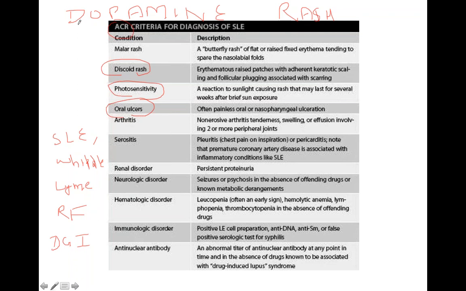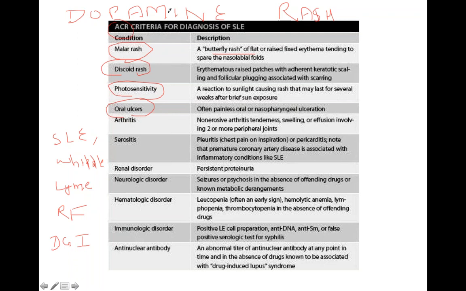So coming back to DOPAMINE RASH. We have disc-shaped, discoid rash. I will explain everything. Oral ulcers, photosensitivity, arthralgia, which is migratory. Okay, and there is no significant damage to the cartilage. Malar rash is present on the cheeks and nasal bridge, but it spares the nasolabial fold. So that is malar rash, a butterfly-like rash which spares the nasolabial fold.